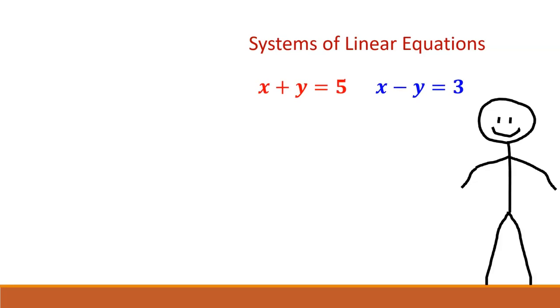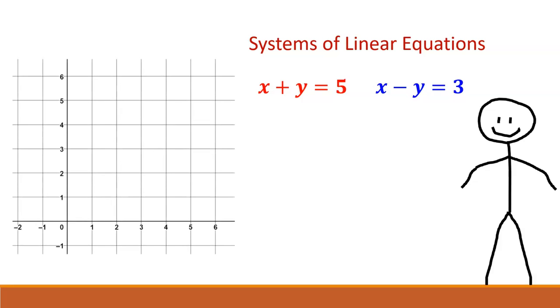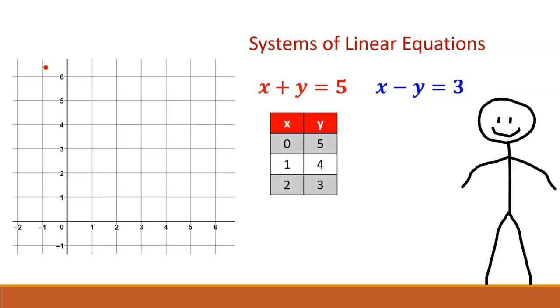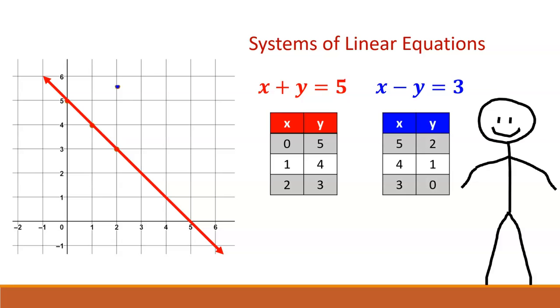A system of linear equations is a set of equations for lines that we look at the same time. One way to find a solution to a system of linear equations is to graph the two lines. If we can find a point that the two lines have in common, the x and y coordinates of that point are the solution to the system of equations.